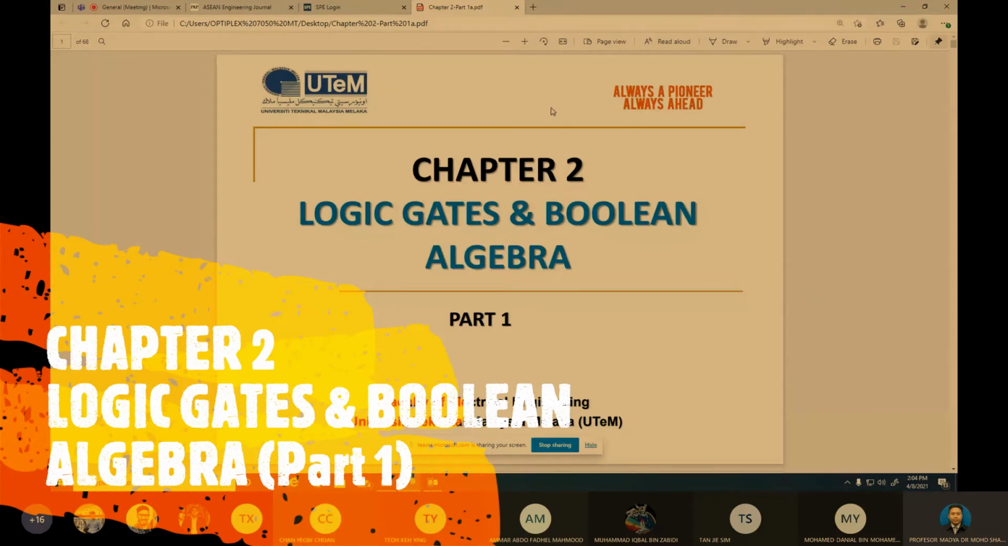So today we go for the new chapter, chapter 2, which is logic gates and Boolean algebra. I'm not sure whether you have studied logic gates before. Maybe in your mathematics subject you already studied algebra, or what we call Boolean algebra. Just a refresher on what a logic gate is and what Boolean algebra is.